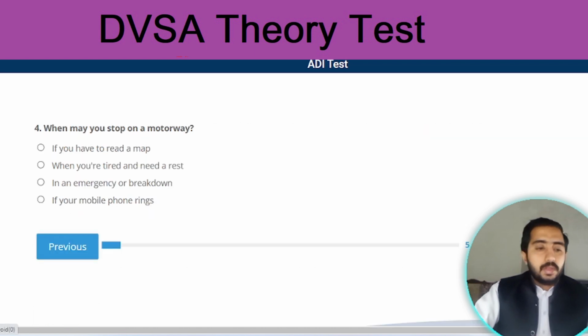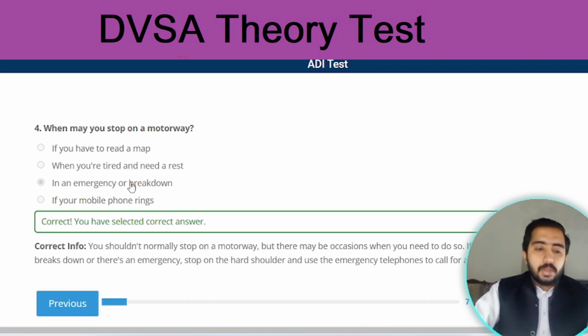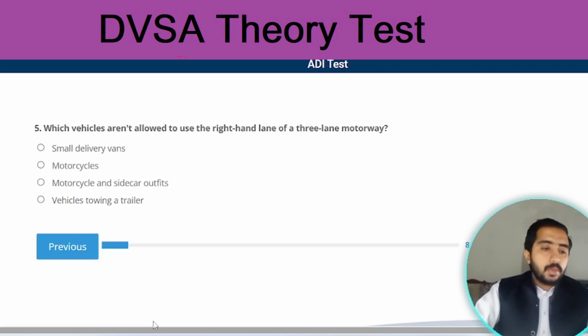Next one, question number 4. When may you stop on a motorway? You can stop on a motorway only in an emergency situation or if it's a breakdown. Next one, question number 5. Which vehicles aren't allowed to use the right hand lane of a 3-lane motorway?